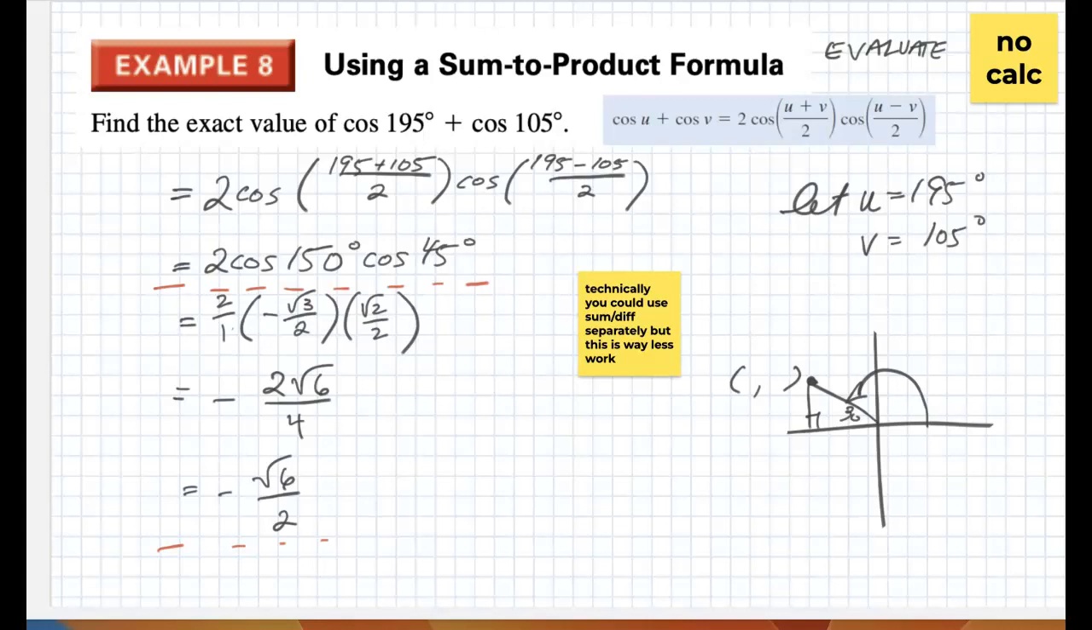2 is 2 over 1, and negative root 3 over 2 is the cosine of 150. Root 2 over 2 is the cosine of 45 degrees. And so then you've got 2 over 4 times root 6. 2 over 4 simplifies to a half, so you've got negative root 6 over 2. Okay, that is example 8, all wrapped up, and then we're on to our last example.